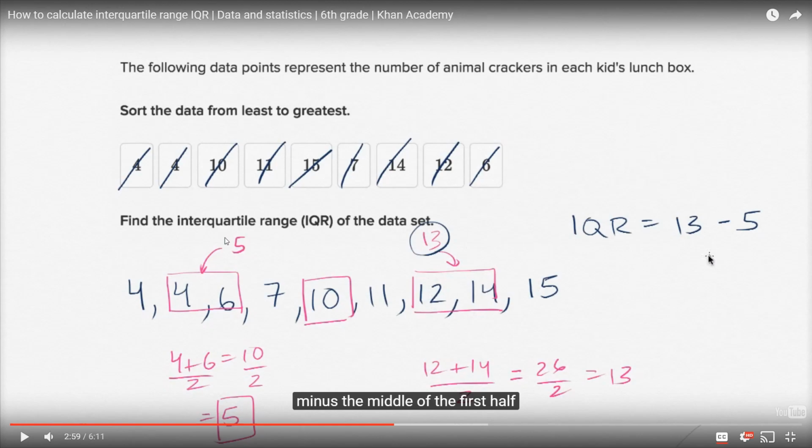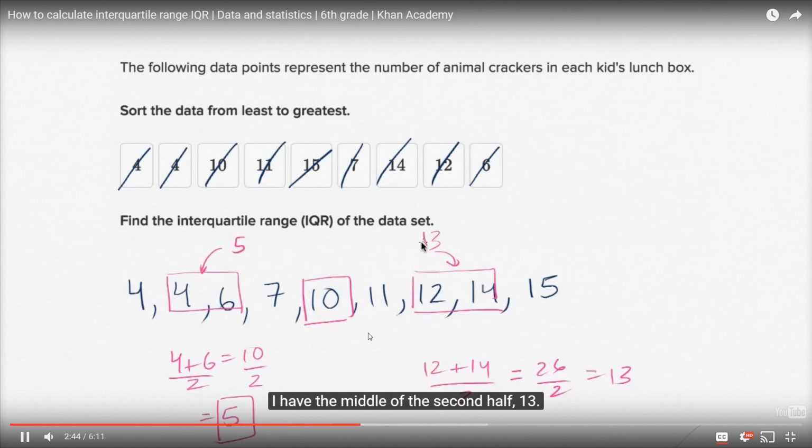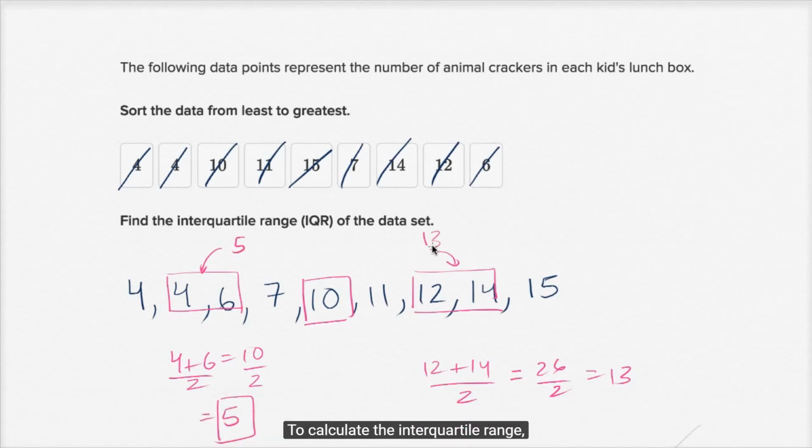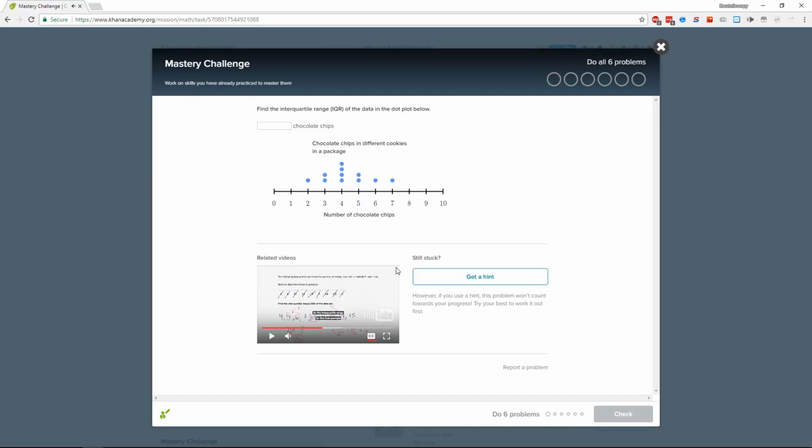Find the interquartile range. 13, halfway between 12 and 14. So there you have it. I have the middle of the first half, 5. I have the middle of the second half, 13. To calculate the interquartile range, I just have to find the difference between these two things.